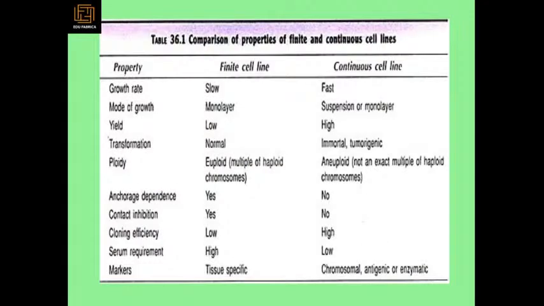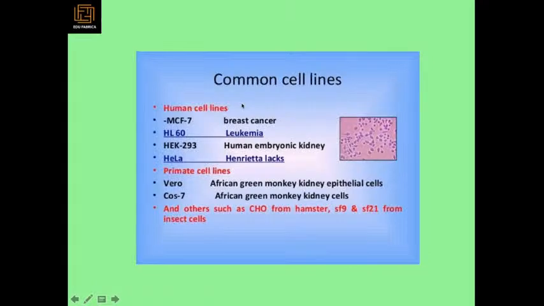This is the comparison of properties of finite and continuous cell lines. The common cell lines used day-to-day in the labs are human cell lines such as MCF, HL60, HEK293, HeLa cells. They are most commonly used. The primate cell lines are Vero, Cos7, also CHO from hamster, and Sf9, Sf21 insect cells are widely used.